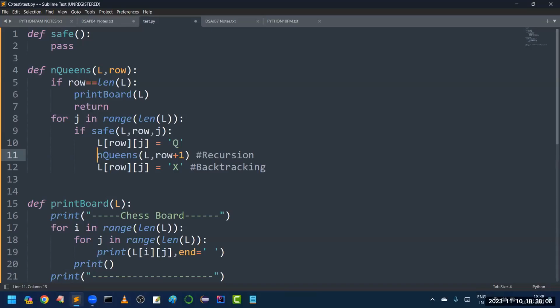Immediately, we are going to call backtracking. That means in the previous place, whatever value you kept, in that place I'm going to put X. It means something like backtracking. That is not the correct solution. We are looking for another solution. By replacing that queen with X, we go for another combination. Like that, it is a recursive process.